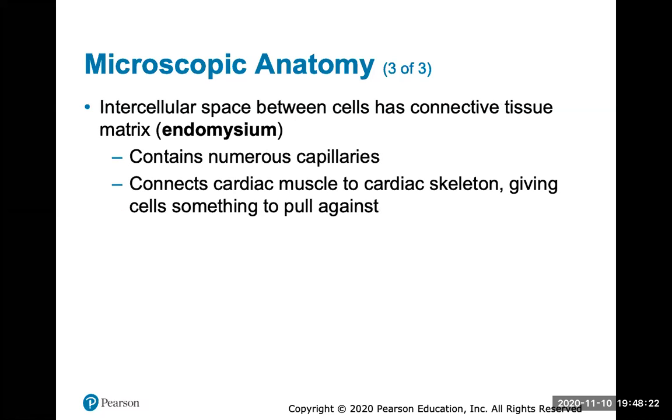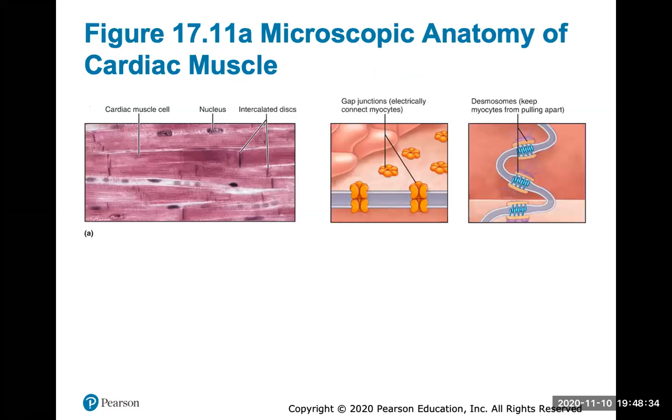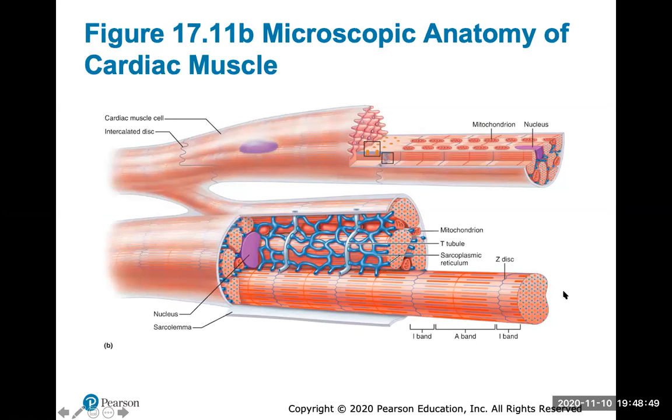The intercellular space between cells has a connective tissue matrix called the endomysium, where there's lots of numerous capillaries, and it will connect cardiac muscle to the cardiac skeleton, which will give cells something to pull against. So here's just a look at the cardiac muscle histology, showing these gap junctions. They're electrically connected myocytes, and then the desmosomes, which keep the myocytes from pulling apart. Another look at just heart muscle, how it's branching and how it contains the sarcomere, what you would find in a skeletal muscle cell, but it's a little bit simpler in design.